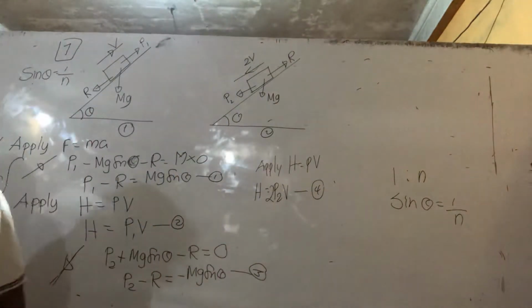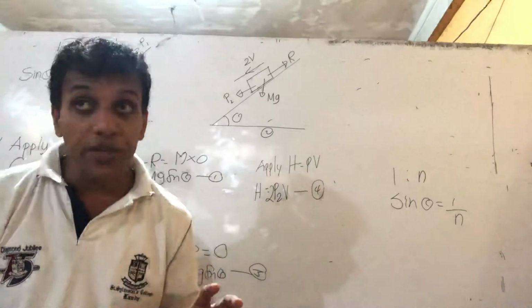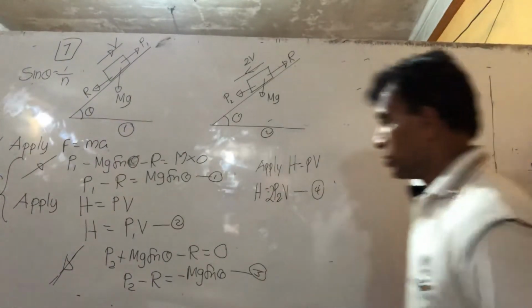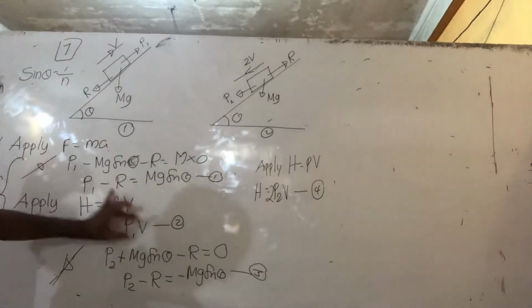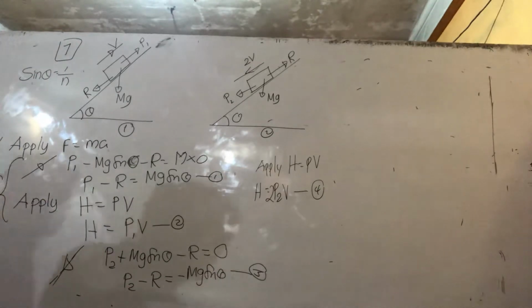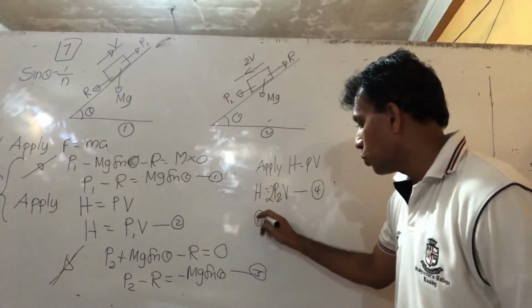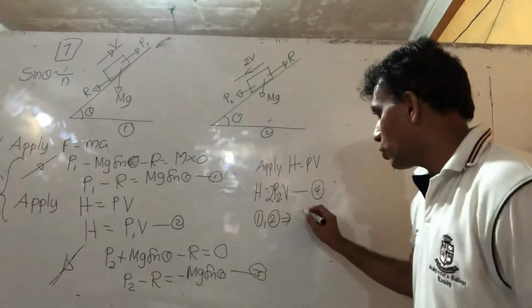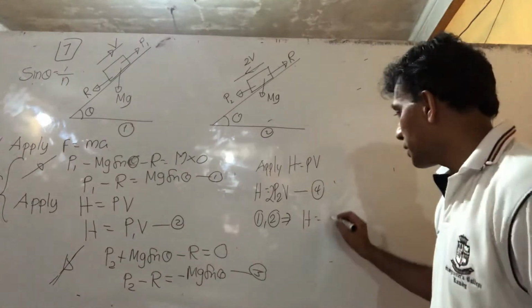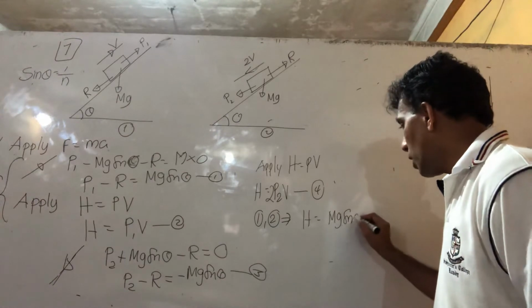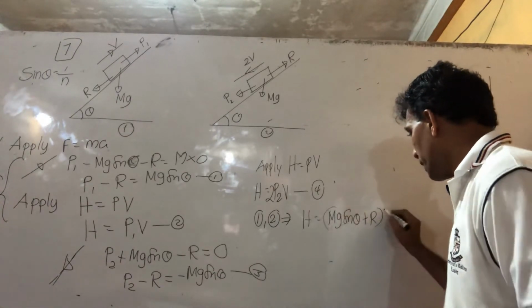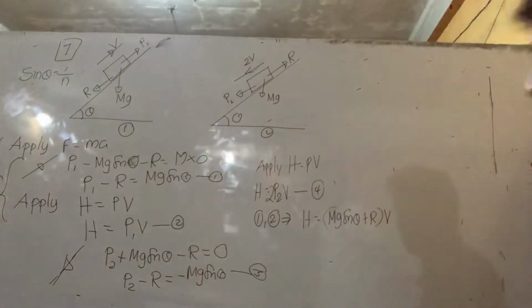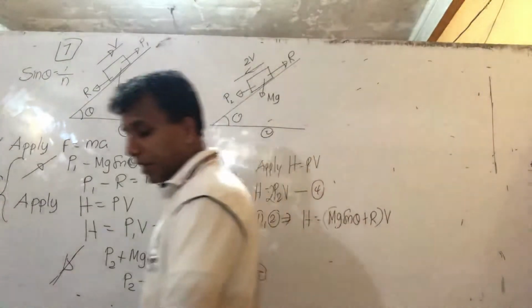So now complete the solving method and find the first part answer. They ask to show that R equals 3 mg over n. Sine theta is known, right? First we remove P1 by substituting P1 here, and we get an equation. Connect equations 1 and 2. What is P1? mg sine theta plus capital R. So H equals mg sine theta plus R, times V.